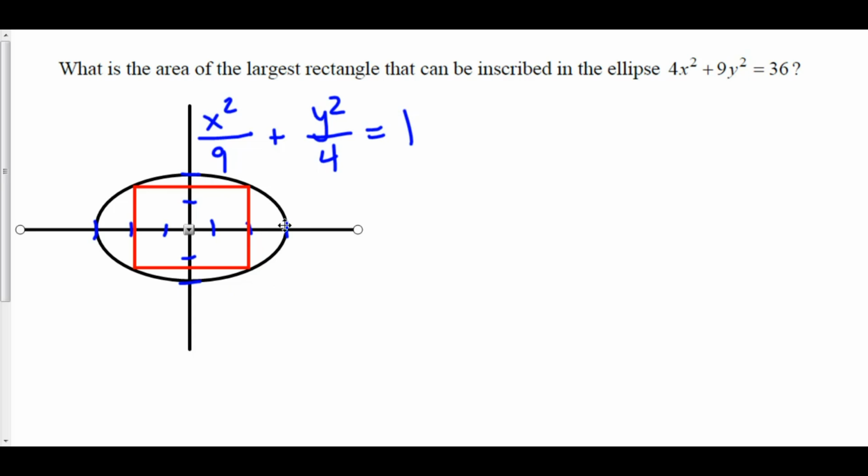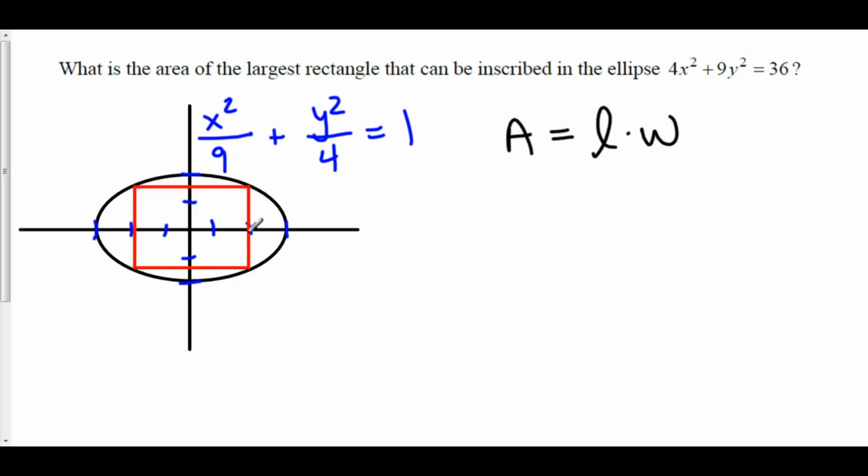3 away to get to the x vertices and 2 away to get to the y vertices. Now we're going to draw a rectangle inside of this particular ellipse, and this is what we want to maximize. We want to maximize the area of this rectangle. If we're maximizing area, we need to know that the area of a rectangle is the length times the width.